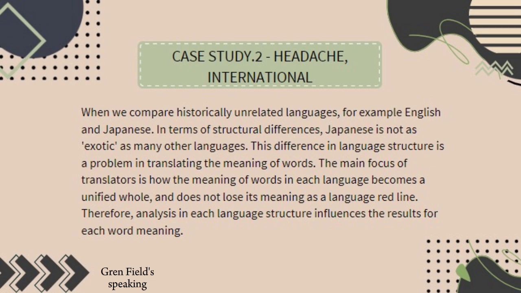When we compare historically unrelated languages, for example English and Japanese, in terms of structural difference, Japanese is not as exotic as many other languages. The difference in language structure is a problem in translating the meaning of words. The main focus of a translator is how the meaning of words in each language becomes fitting and does not lose its meaning, as a language red line. Therefore, analysis of each language structure influences the result for each word meaning.